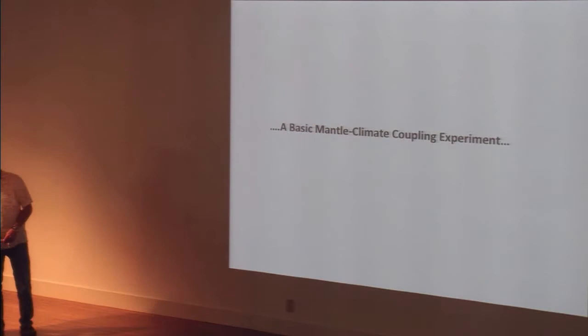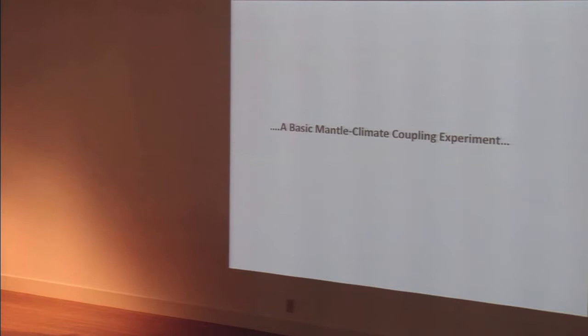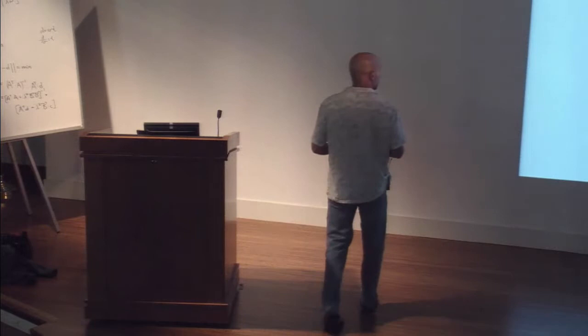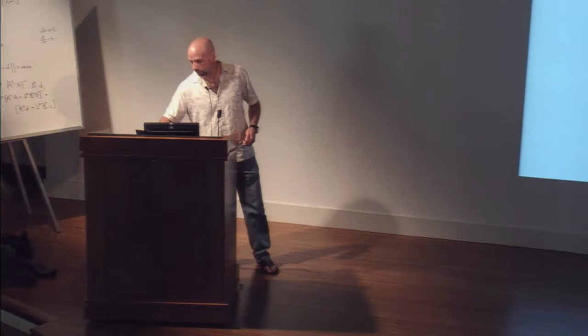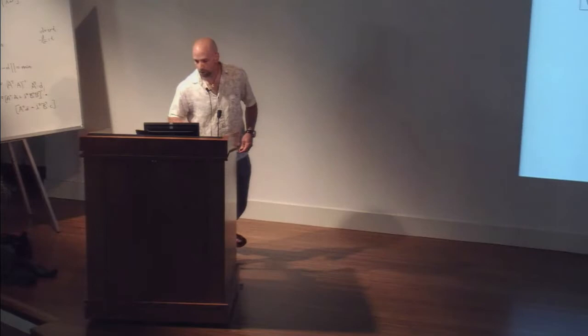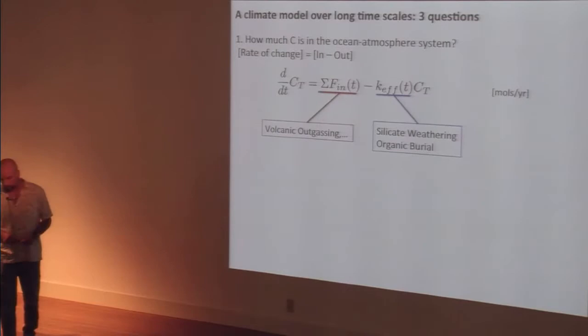So the mantle dynamics sets volcanism, sets outgassing. It also sets sea level, which enters into the climate problem a bit, and the way in which mountains work. But I'm going to run through this part relatively quickly and then show you some results. So how do we build a climate-mantle coupling, how do we do the climate side of the model? Over long time scales, again, the question is, where did this 100 million year long greenhouse come from?